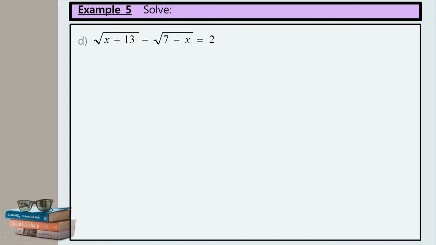Next, example 5D, we have √(x plus 13) minus √(7 minus x) equal to 2. Okay, kalau kita nak square both side straight away pun no problem. But since we have on the right hand side we have only 2, okay, it's better for us to transfer one of the √ ke belah kanan. Okay, now we have √(x plus 13) equal to 2 plus √(7 minus x). Okay, after this barulah kita square both side.